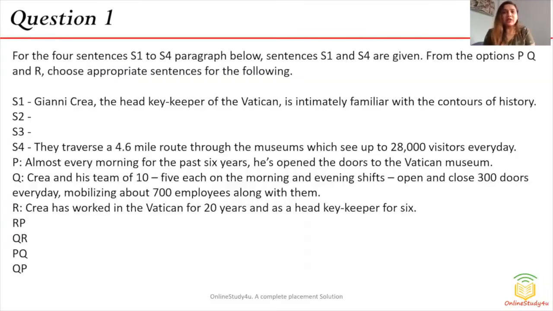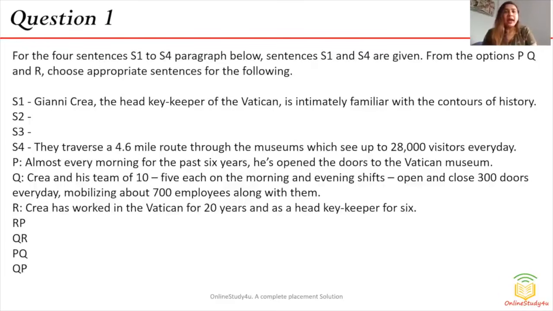Best of luck, students. So the first question is actually a sentence, missing sentence question, you could say, that there have been 4 sentences, sentence 1 to sentence 4, out of which 2 of them are missing in between, and we have to read the entire paragraph and get to the correct answer. All right. So let's start reading the paragraph, right?